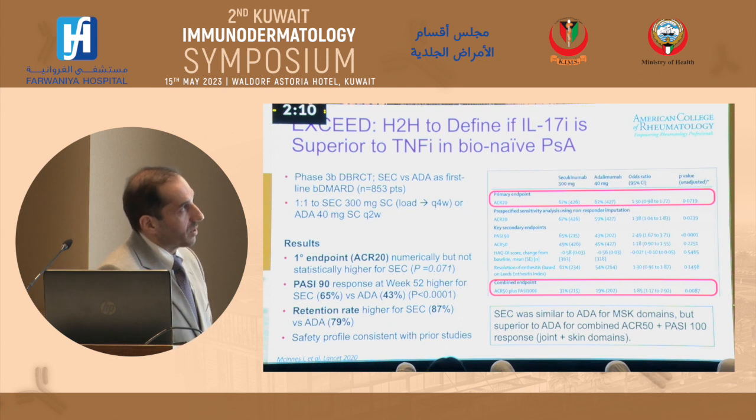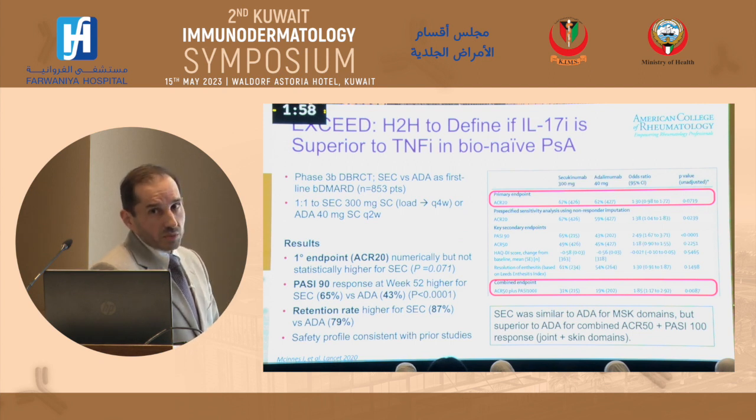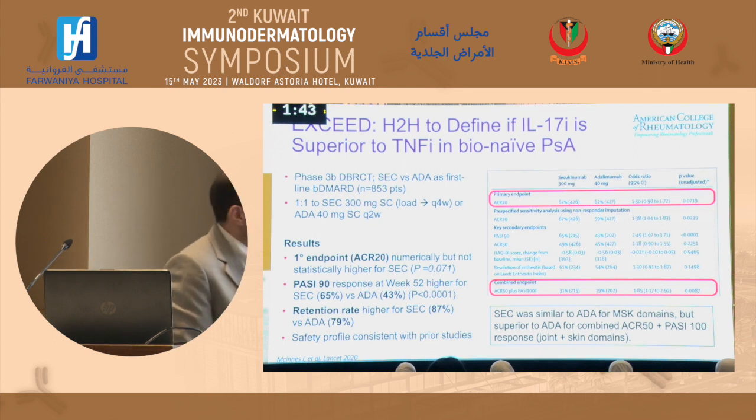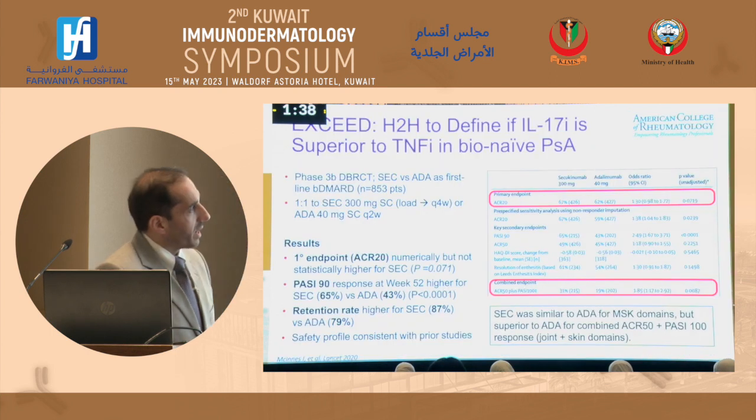This is a head-to-head comparison of whether an interleukin 17 inhibitor is superior to anti-TNF. So basically it's a phase 3 randomized controlled trial comparing secukinumab versus adalimumab. The secukinumab dose used was 300 milligrams. They received the loading dose and then every 4 weeks, in comparison to adalimumab at a standard dose of 40 milligrams every 2 weeks. The primary endpoint was the ACR20 response at week 16.